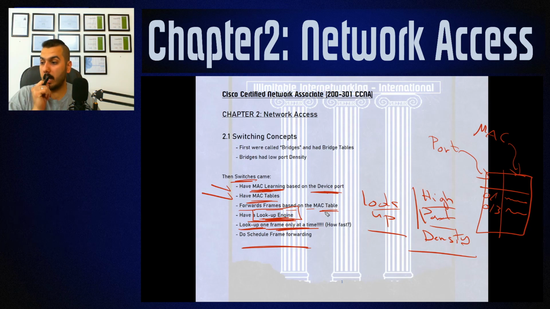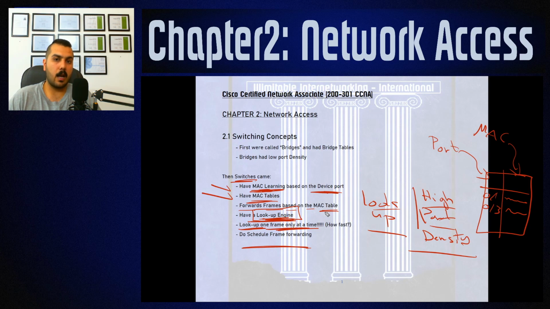Anyway, now we have talked about the lookup engine. It does look up only one frame at a time to forward it. How fast is this happening? Maybe I'm John, I'm using YouTube to watch videos, and my Microsoft Outlook to use emails, or maybe my Gmail application to receive emails, and at the same time I'm watching YouTube. So these are two processes happening at the same time. How is the switch that I'm connected to looking up these two frames at the same time?